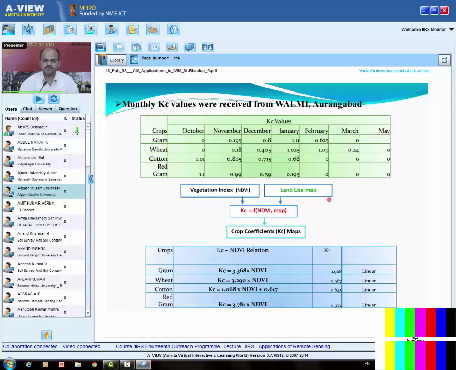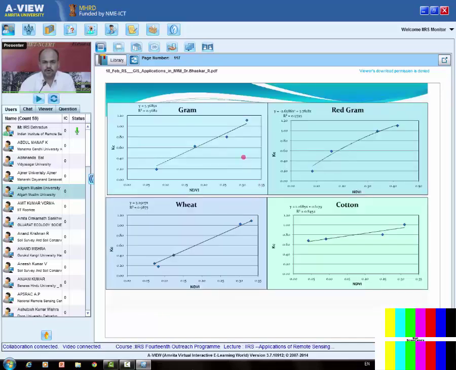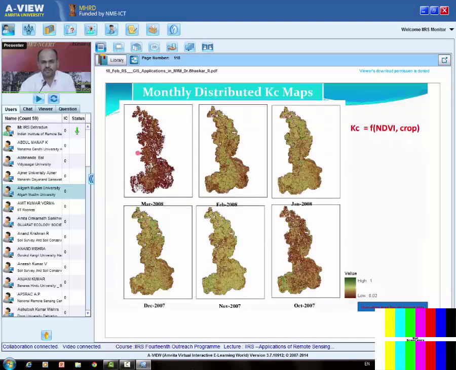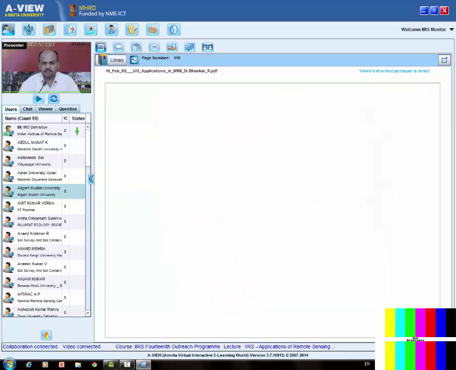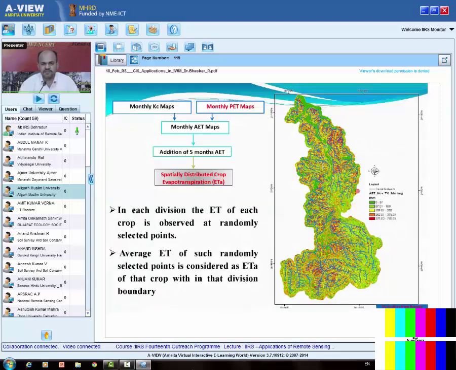And using the technique which we have discussed in the very first section of this presentation, we have generated the relation between vegetation index and KC. So now we will have a KC map. These are the relation between KC and vegetation index. So we have the KC map for all the months. We have the potential evapotranspiration for all these months. So we have multiplied the potential evapotranspiration with KC, so that we get the actual evapotranspiration or crop water requirement.